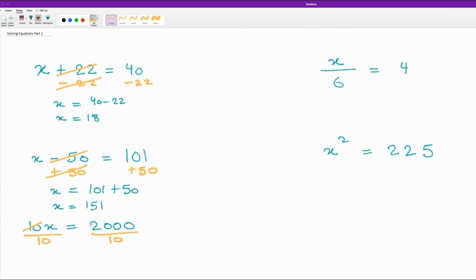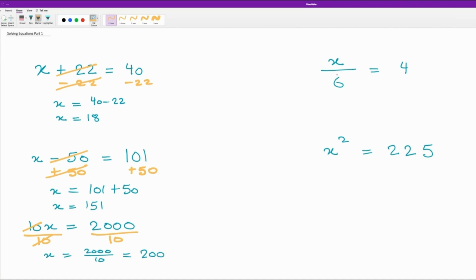That way, this multiply by 10 and divide by 10 would cancel, leaving us with x is equal to 2000 over 10. And we know that 2000 over 10 is equal to 200. Let's now move to the next question, which is up here.